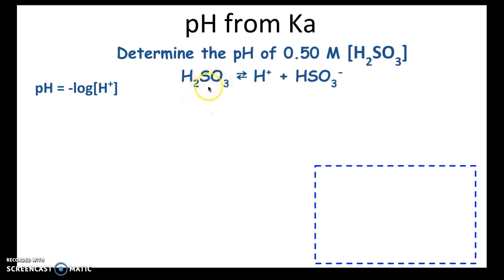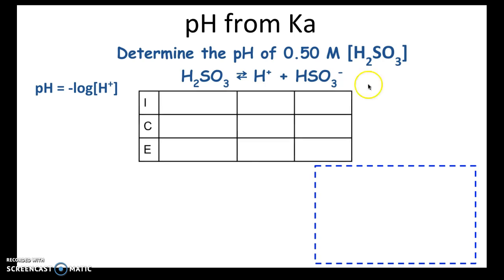To help us out, we're going to write down the ionization of H2SO3. Once we have our ionization reaction, we're going to set up what's called an ICE table. ICE stands for initial, change, and equilibrium.